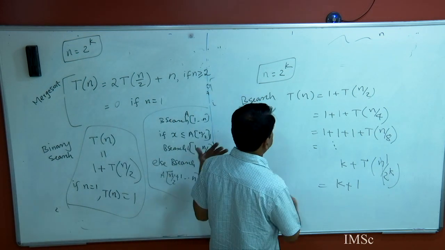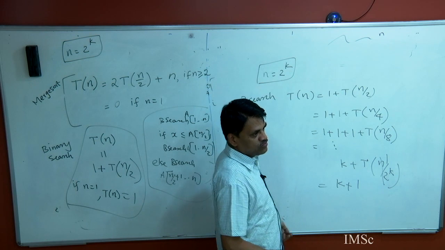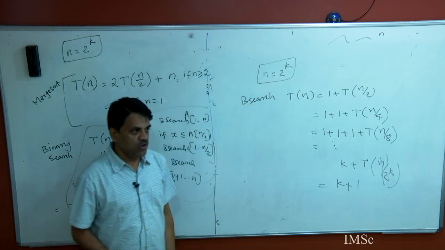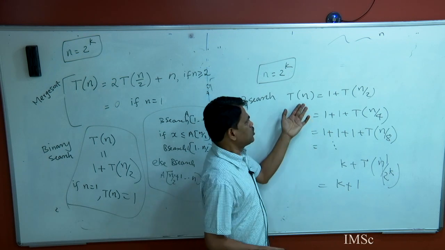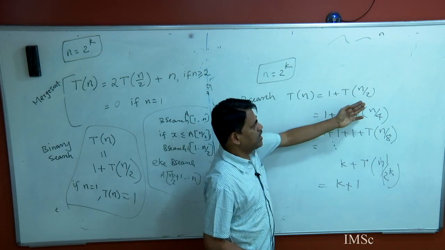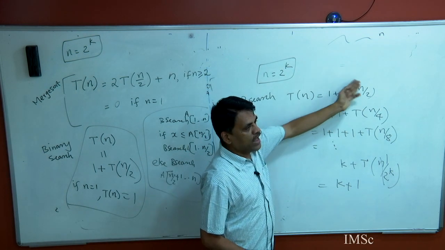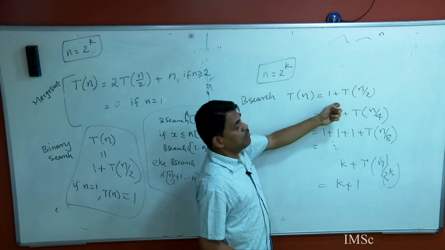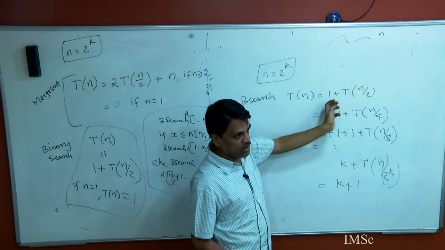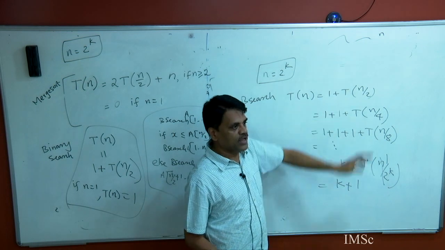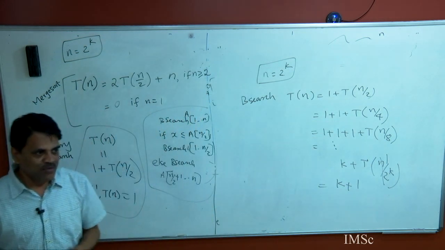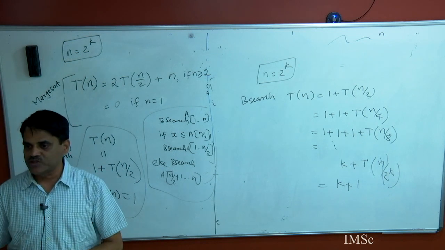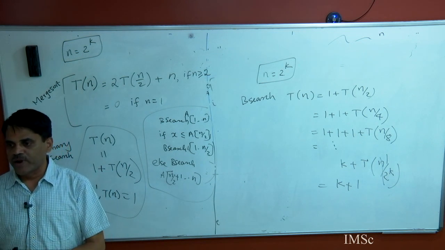Because of how do you prove it by induction? Base case: T of 1 is 1, because 1 is 2 power 0. Assume it for the induction step for all values up to n. So, T of n is 1 plus T of n by 2. So, for n by 2, it will be k minus 1 plus 1. So, everything will cancel out and it will be k plus 1. See, so this dot dot dot is not a formal proof, but you use it to guess the solution and then you can prove by induction.